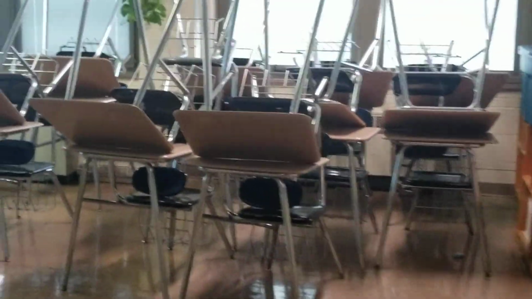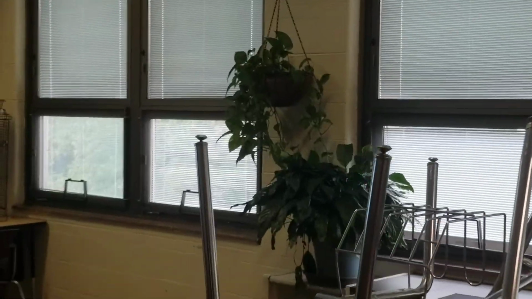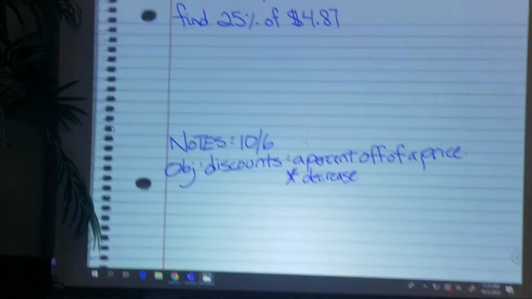We are in the deserted halls of Newton D. Baker. Nobody here, just Mr. Stein and I. All right, I'm starting to get my classroom put together though. Look, I brought in my plants. Starting to get things organized, making things look a little better for when we come back.